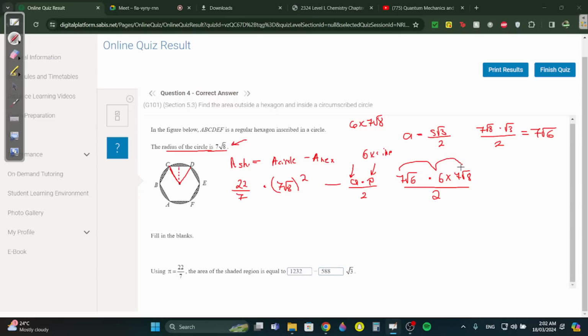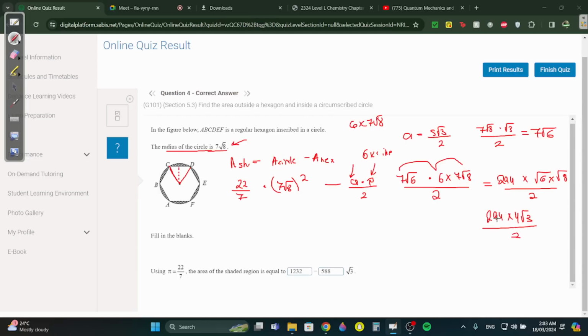7 times 6 times 7, then multiply the radicals. So 7 times 6 times 7. Hold up, 7 times 6 times 7. It's 294. So 294 times radical 6 times radical 8 over 2. This is just so your calculator gives it to you as a proper number, not a decimal. Radical 6 times radical 8 is 4 radical 3. So 294 times 4 radical 3 over 2.